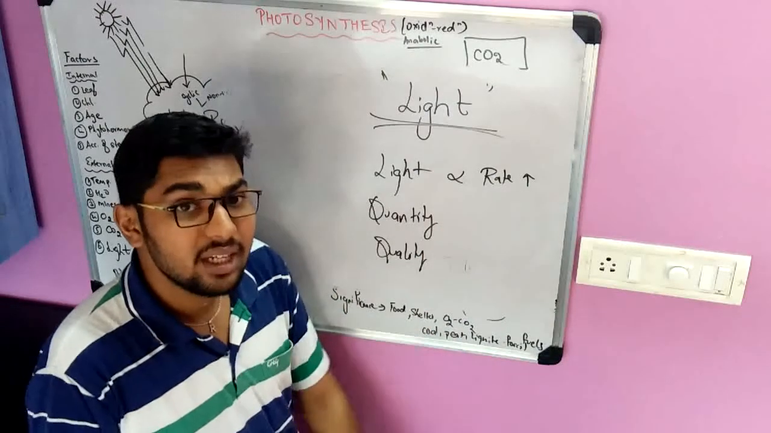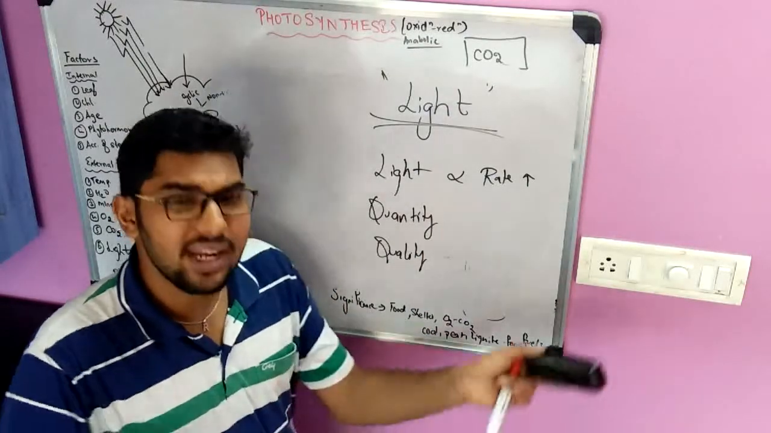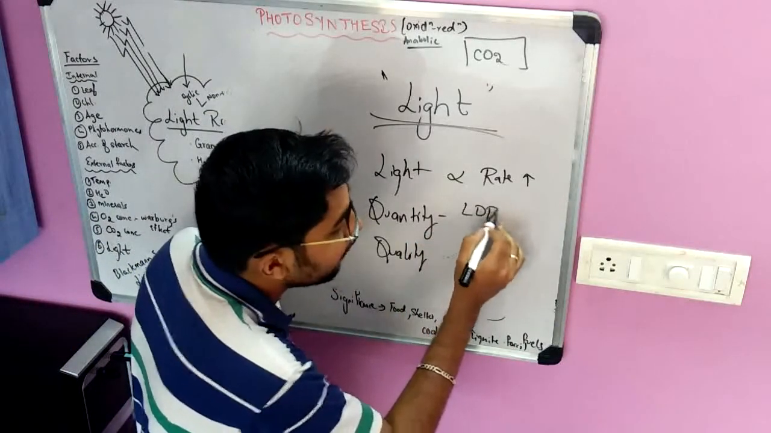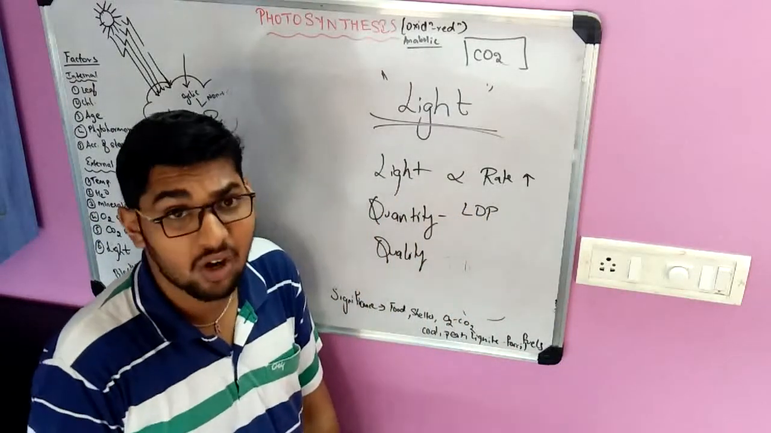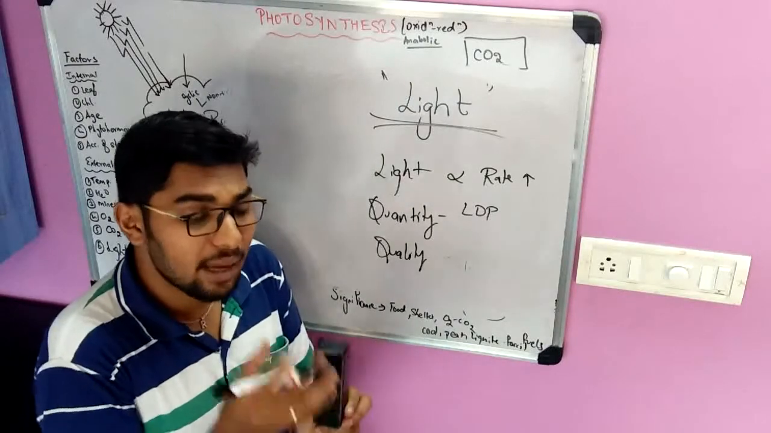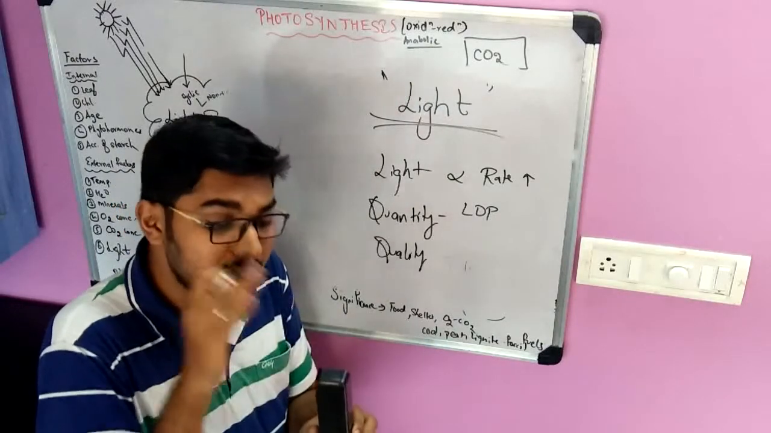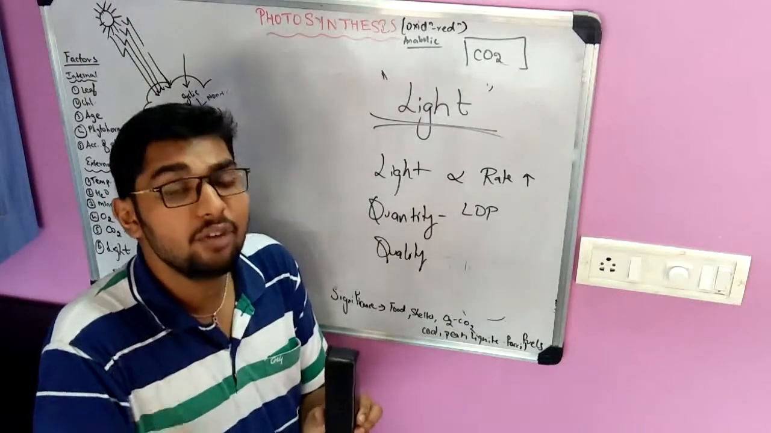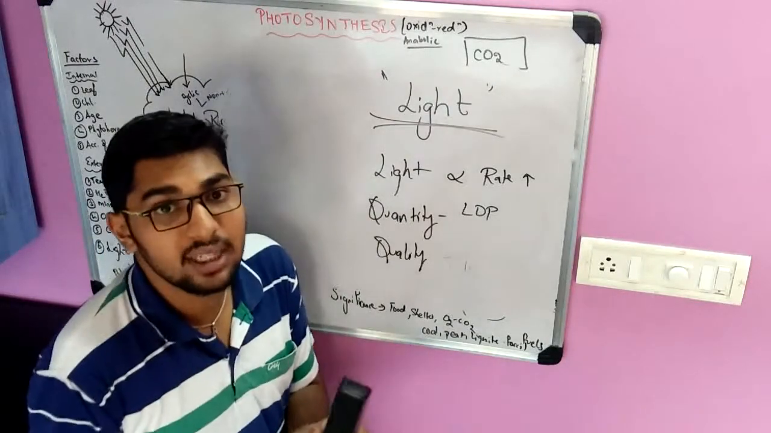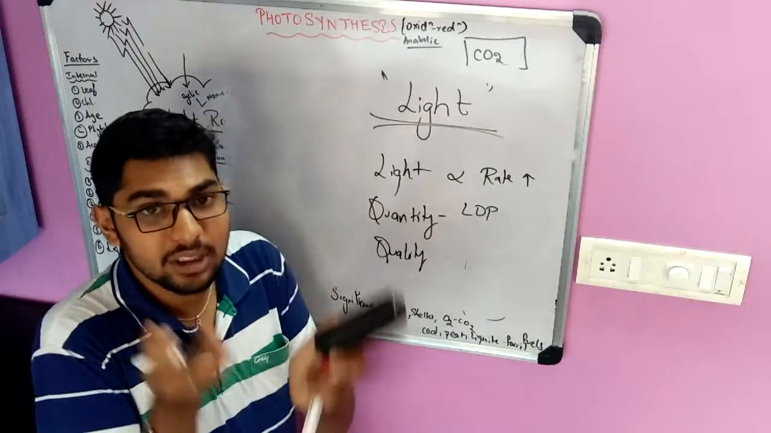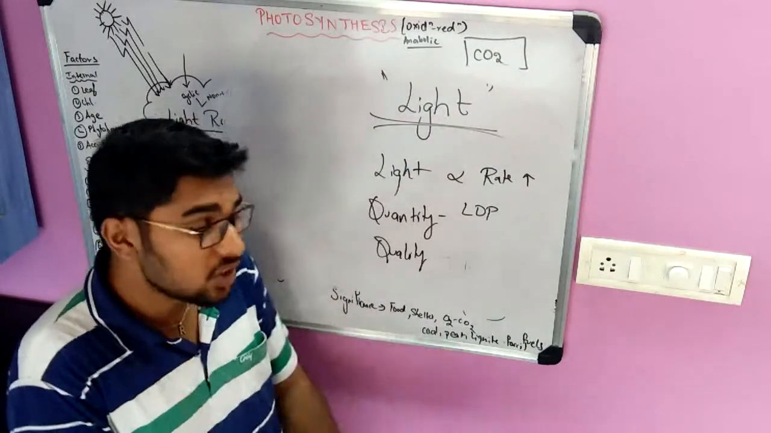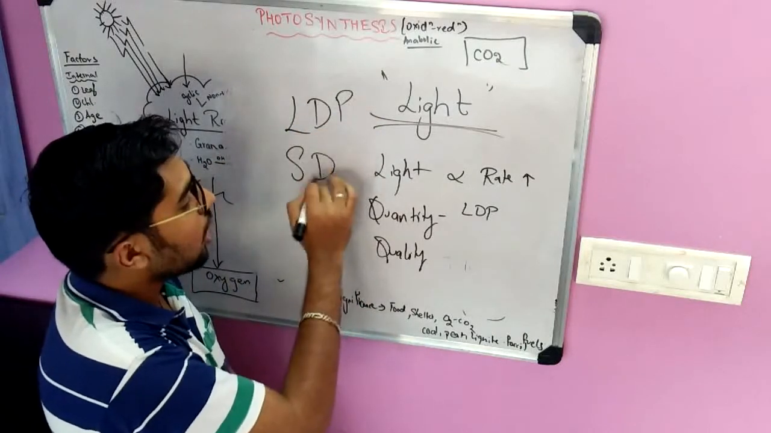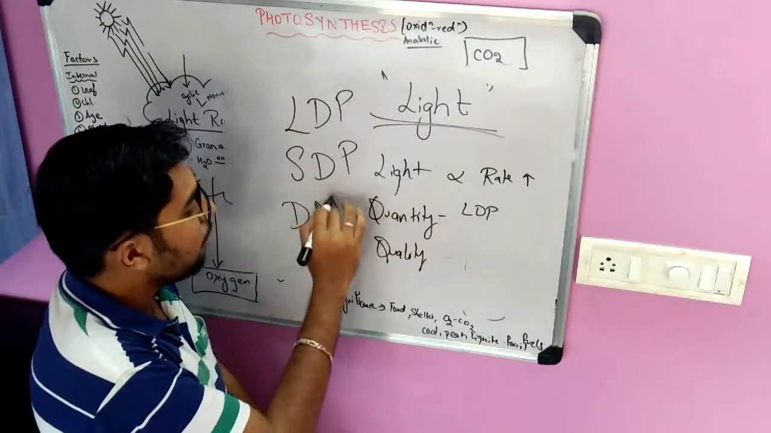Quantity is duration. Certain plants require a very long duration of light. Such plants are called long day plants. These are called photoperiodism. If you take any plant, the amount of light required for its maximum photosynthesis, for its flowering and fruiting, is called photoperiodism. Photo means light, periodism means quantity or duration. Based on this, plants can be classified as long day plants, short day plants, and day neutral plants.